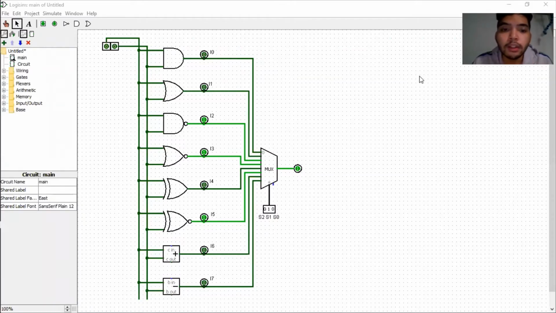So good day. I'm going to make the MUX3, or the multiplexer 3. So as you can see here, multiplexer 3 has three selectors here. The first input is an AND, the second input is OR, the third input is NAND, fourth is NOR, XOR, XNOR, the addition, and subtraction.